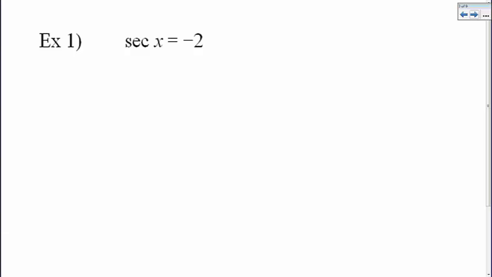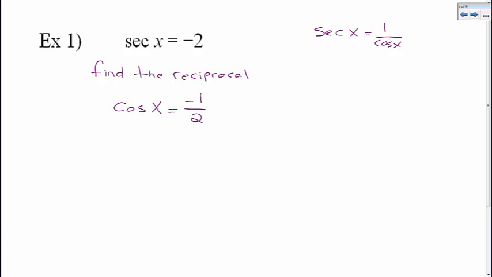In example 1, we are asked to solve for the exact value of x. Remember that our end goal is to find all values for x which will satisfy the equation. Because this problem is a simple expression, we can utilize the reciprocal. Recall that secant of x is equal to 1 over cosine of x. In other words, secant of x has the flipped value of cosine of x. This means that I can rewrite this problem as cosine of x equal to negative 1/2.